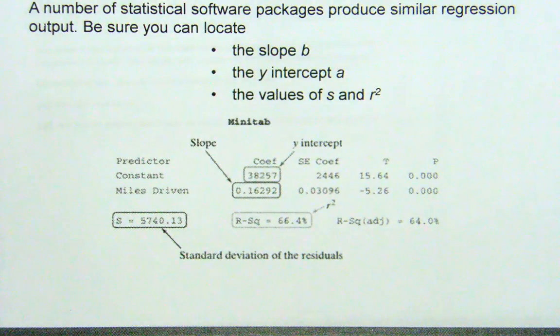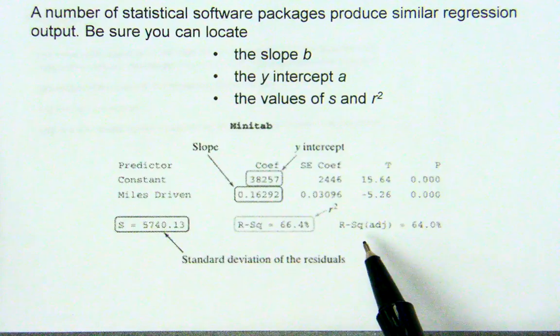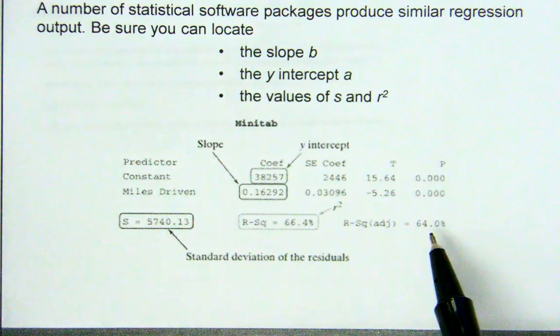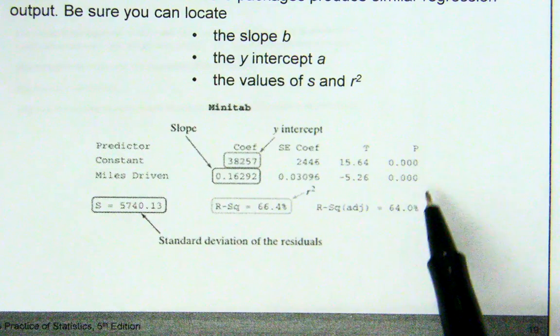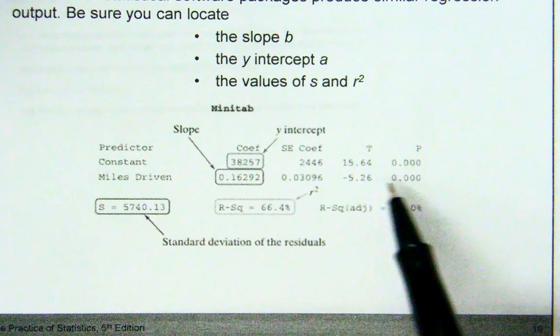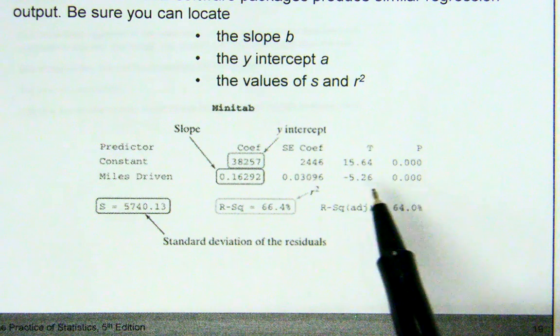Okay, so here's your computer output. Don't worry about the R squared adjusted. That's not what we were concerned about. The T column and the P column, we're going to learn what those two mean towards the second half of this year. We're not really going to do anything with those right now.